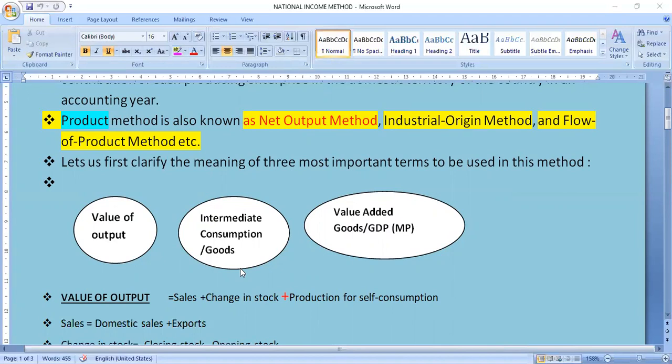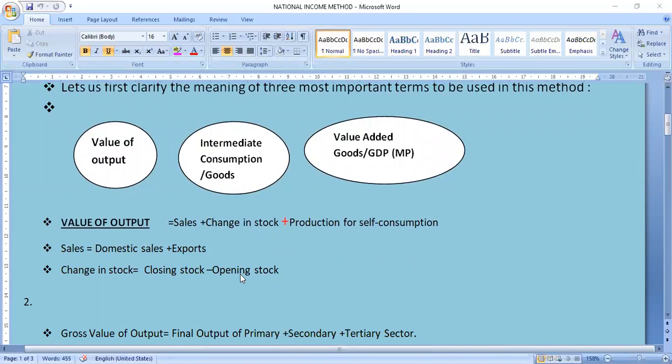A producer can produce goods in two directions: either sell them or keep them in stock. Sales plus change in stock is the formula of value of output. Sales may be of two types: domestic sales plus exports. Change in stock we know very well: closing stock minus opening stock. Value of output also includes production for self consumption, or the imputed value of goods. So first sales, then change in stock.